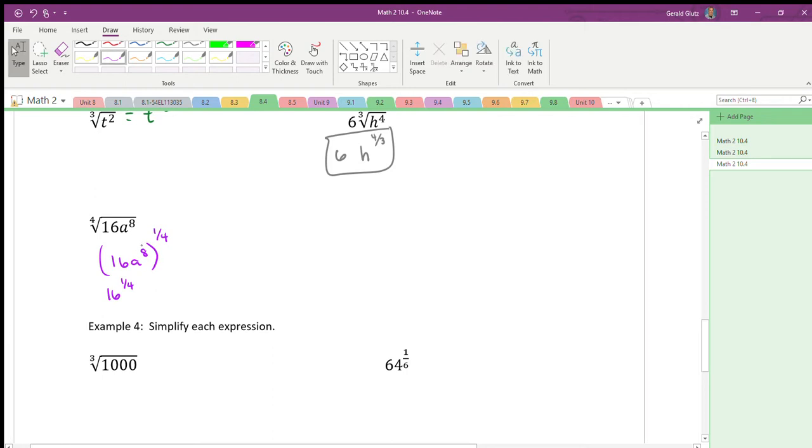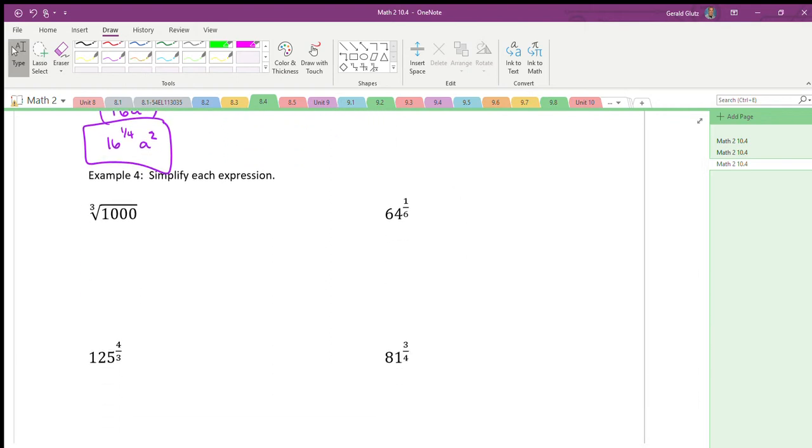So I got 8 on the inside, 1/4 on the outside. So that means I need to multiply those two together. So 8/1 times 1/4 would be 8/4, which is 2. So 16 to the 1/4 times a squared would be your answer. We could simplify this even more. This would just be 2, but I'm not going to do that.